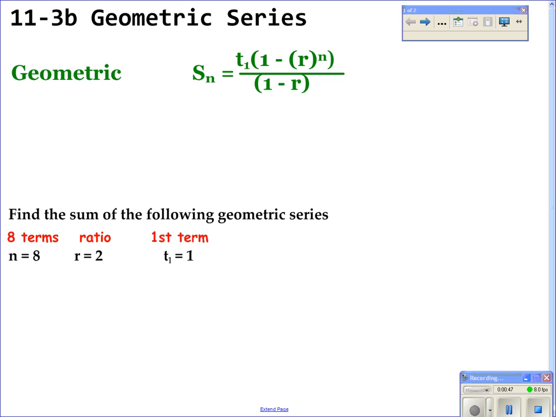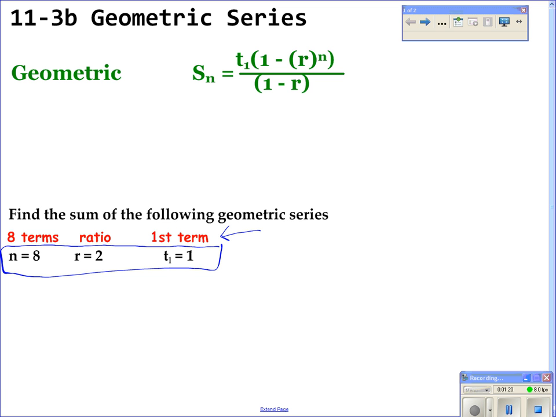So the three things that we need for the geometric series formula are the number of terms, the common ratio, and the first term. In this example, they give us everything that we need. In the book, they would just give you this, and I've explained exactly what each of those means. So when you see n equals, that's how many terms. R obviously being common ratio, and T1 being first term.